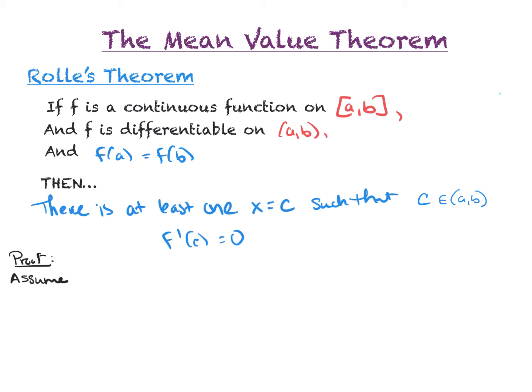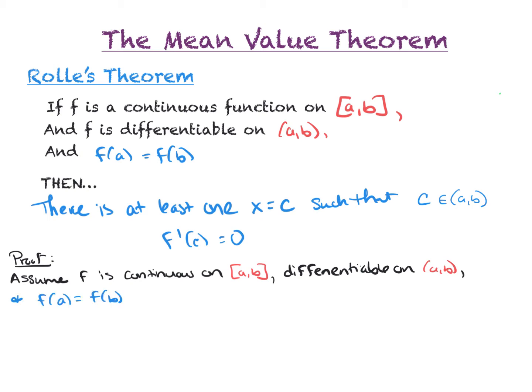Okay, for our proof, we're going to assume three things are true, the three conditions of Rolle's theorem. We're going to assume first that f is continuous on the closed interval a to b. We're going to assume that f is differentiable on the open interval from a to b. And we're going to assume that the y values match. F of a is equal to f of b. So the y values at the endpoints match.